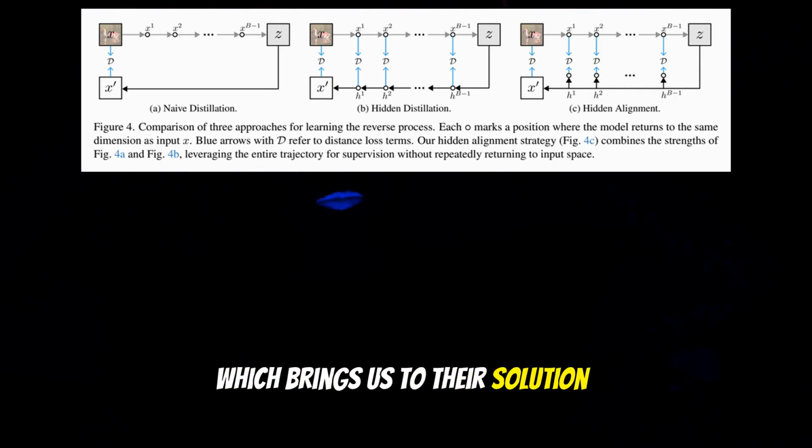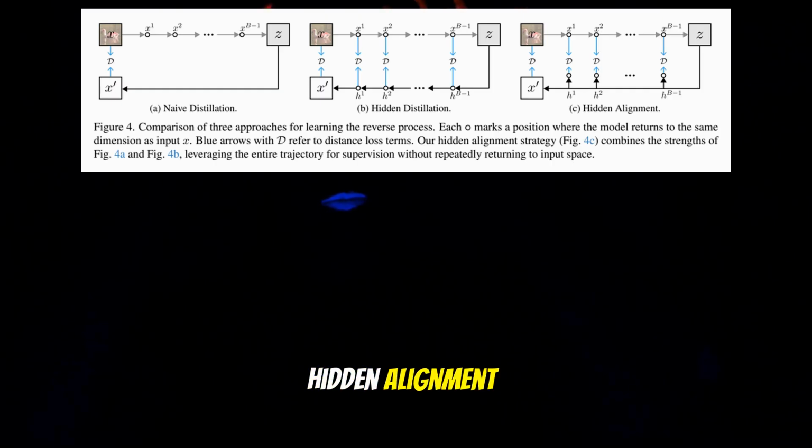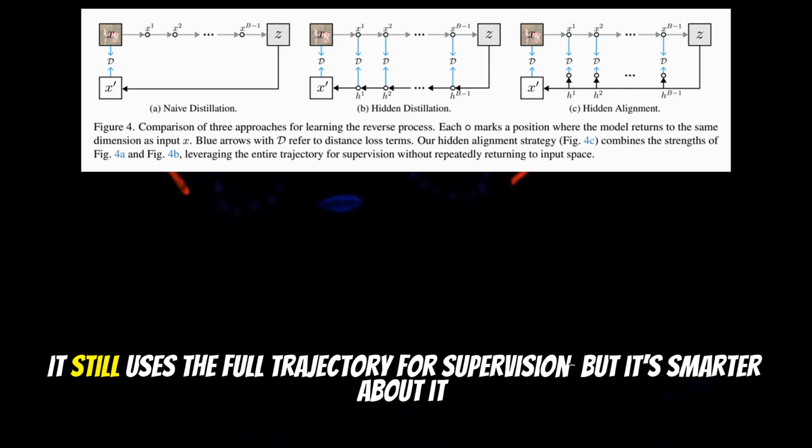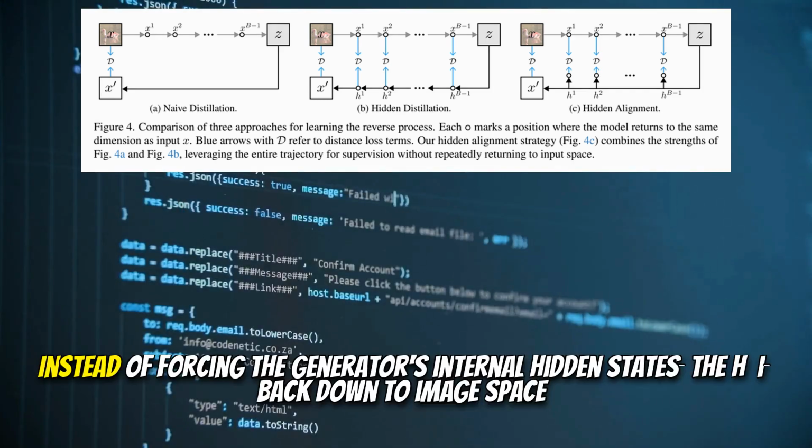Which brings us to their solution. Hidden alignment. What makes it different? Hidden alignment is the best of both worlds. It still uses the full trajectory for supervision, but it's smarter about it. Instead of forcing the generator's internal hidden states, the high, back down to image space.